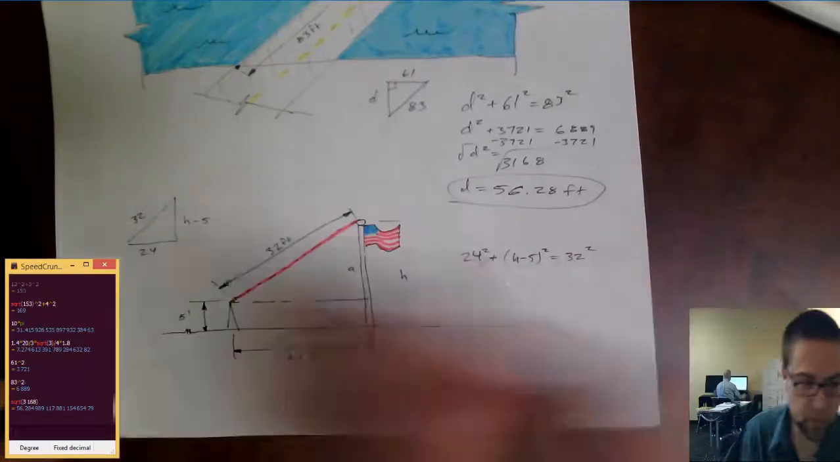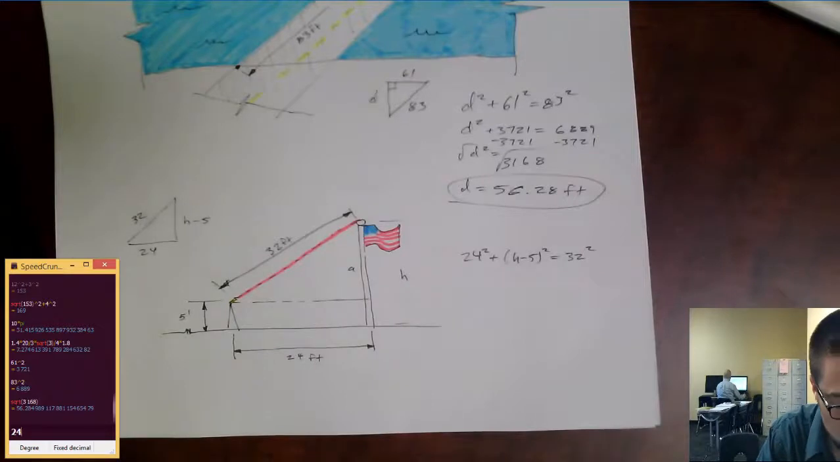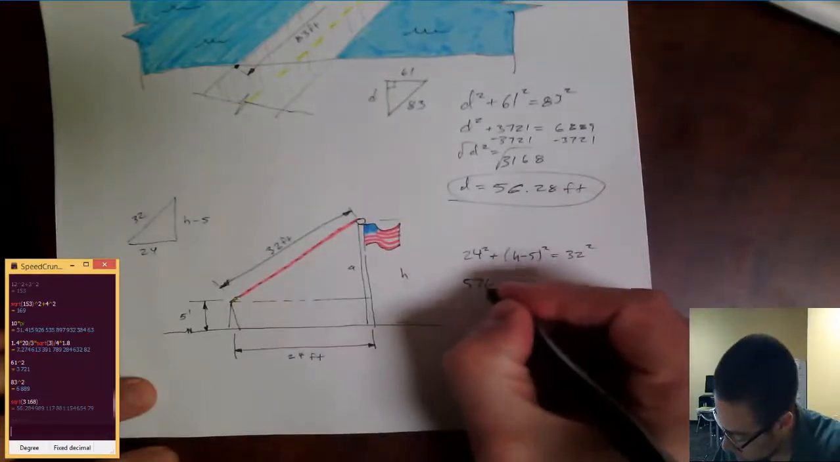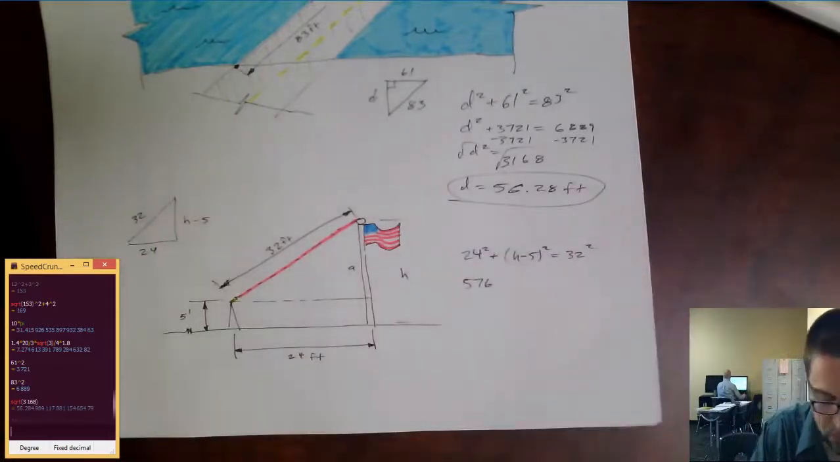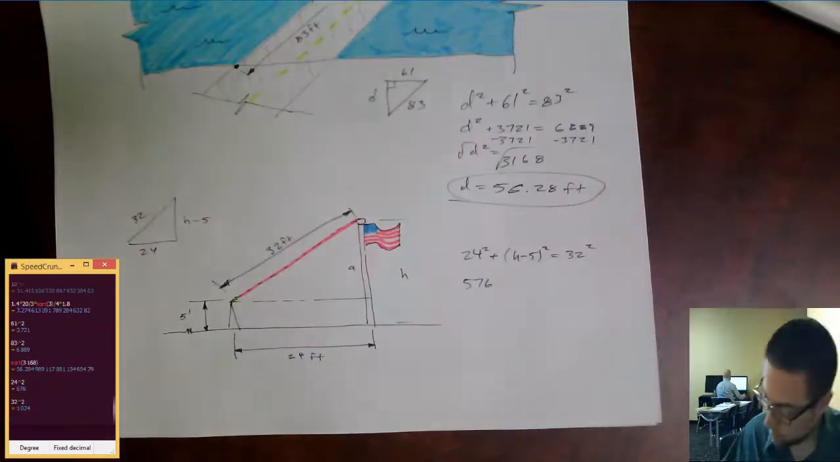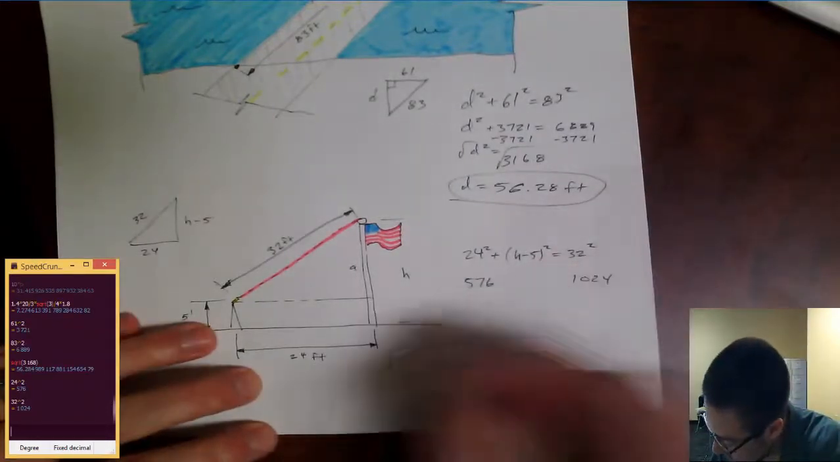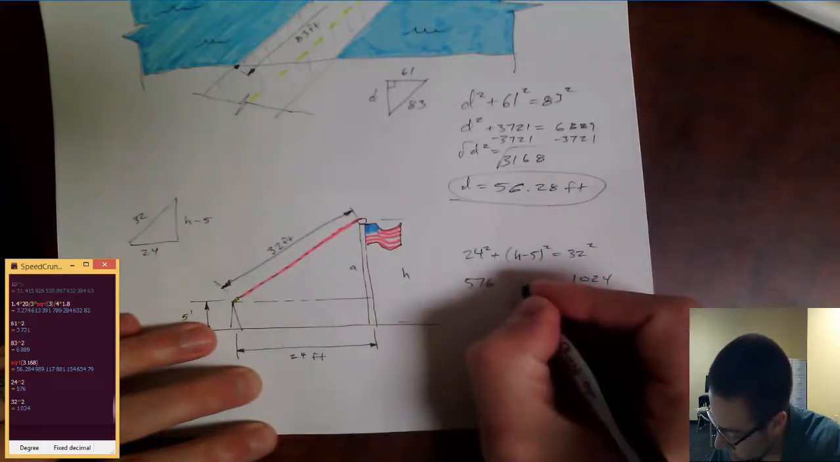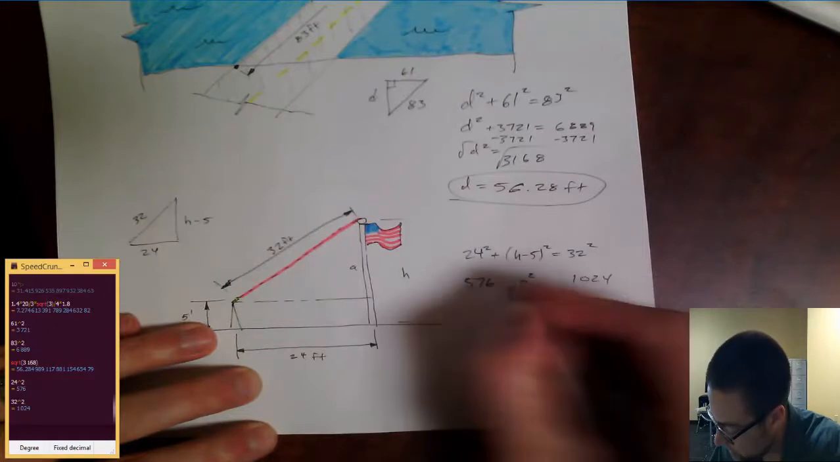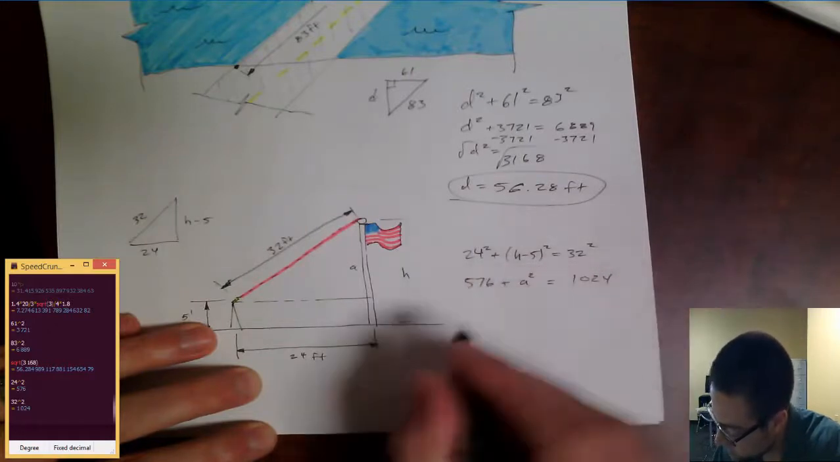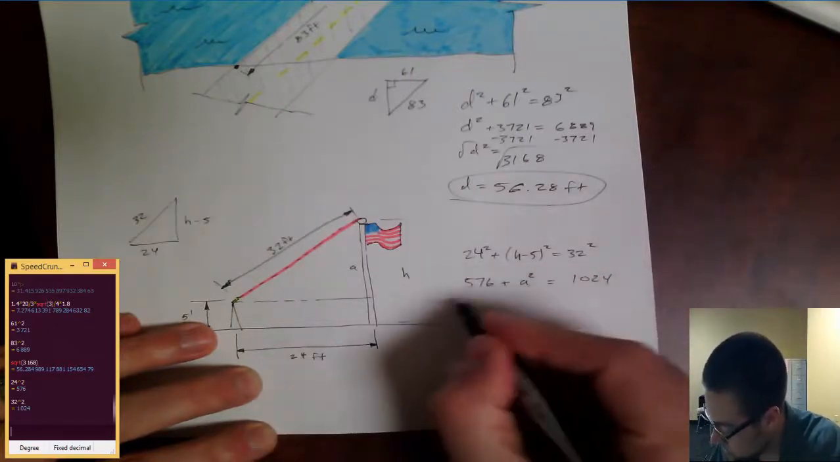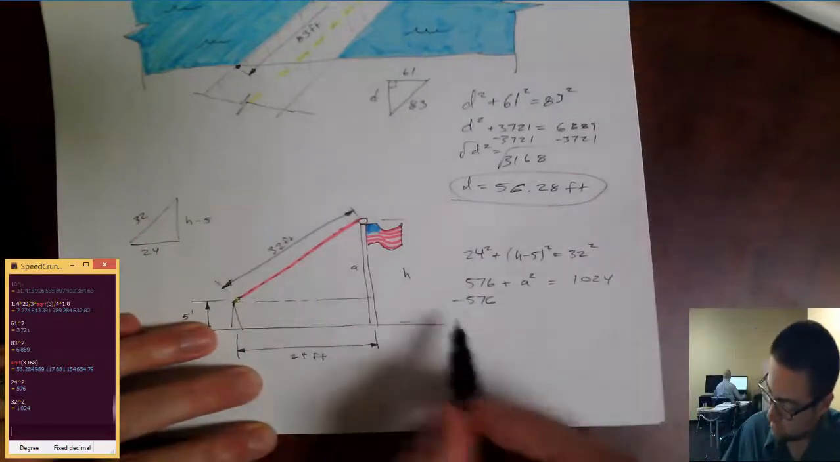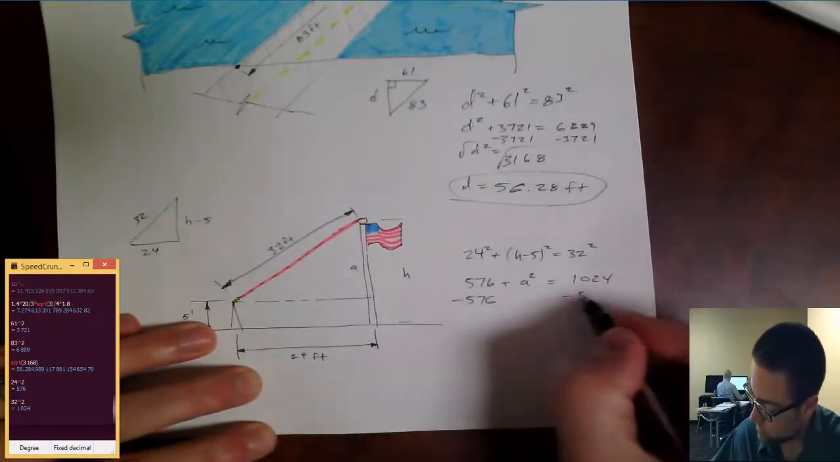Okay, so 24 squared is 576, 32 squared is 1024. And now that I think about it, maybe we'll go back to a. We'll just say a squared, and we'll add 5 at the end. That's gonna be easier. I thought it might be better, but it doesn't work out as well. Okay, so minus 576 on both sides.